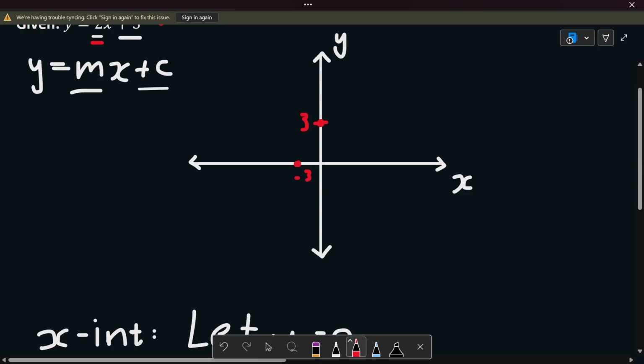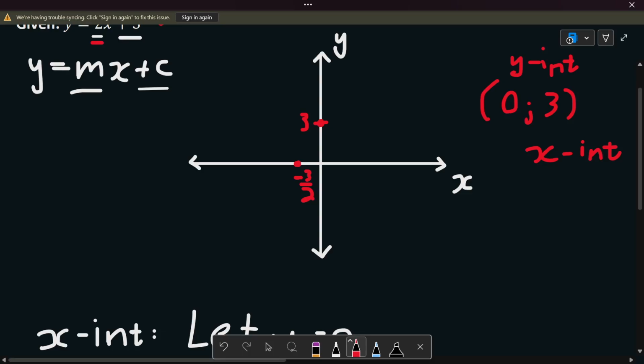negative 3 over 2. By the way, whenever you are going to graph a linear function, you should refrain from just putting in the regular values, because they normally want you to do it in coordinate form. So the y-intercept is actually the following. It's going to be (0, 3), which is the y-intercept. And then the x-intercept, in this case, is going to be, we know that our x value is negative 3 over 2, and our y value is just going to be 0.